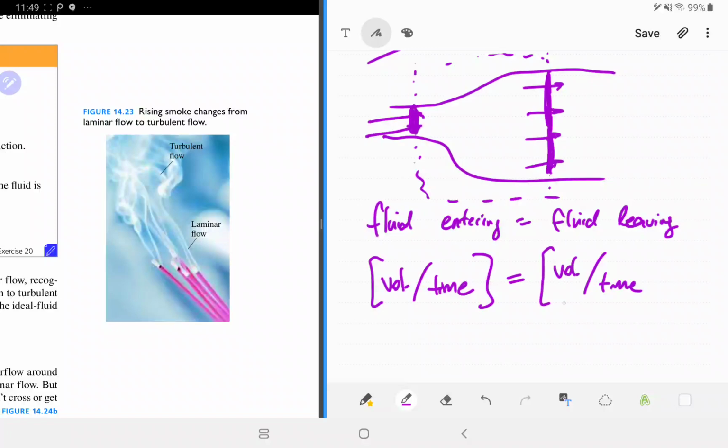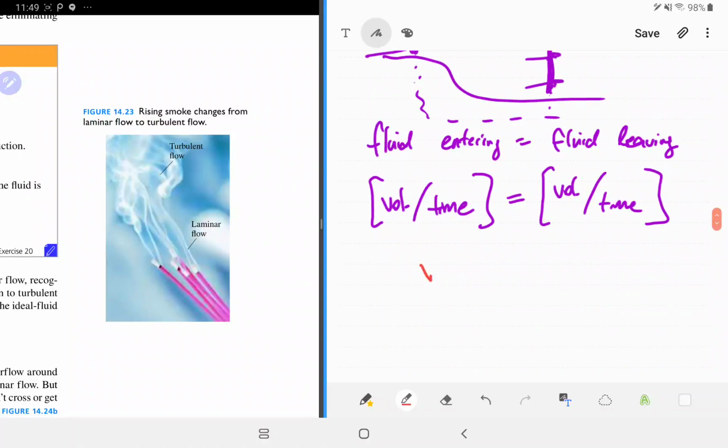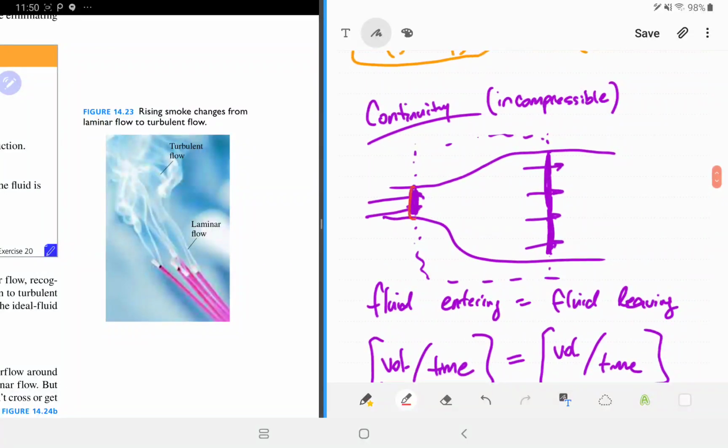So we'll put square brackets just to give an indication that this is just looking at dimensions or units. In terms of equations, what this leads us to is the velocity times cross-sectional area. So this right here has some area, A1, and the fluid speed is equal to V1. So this is speed and cross-sectional area.